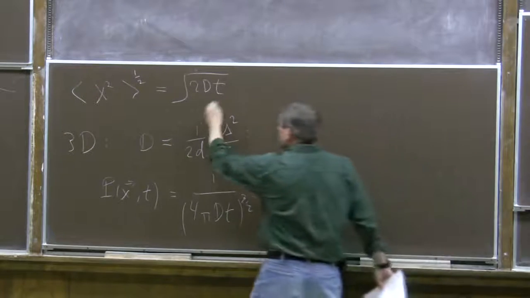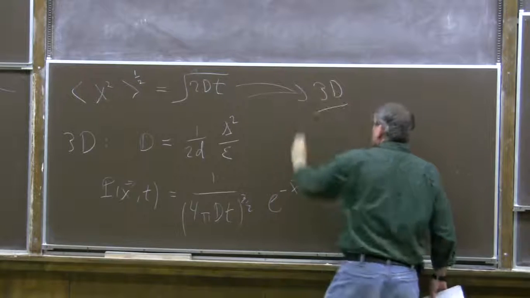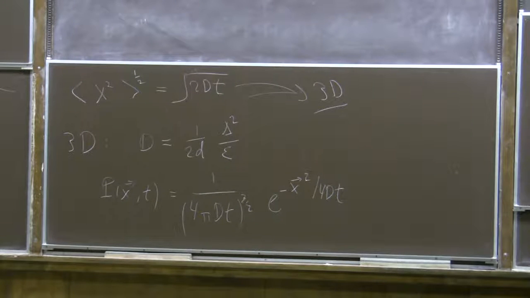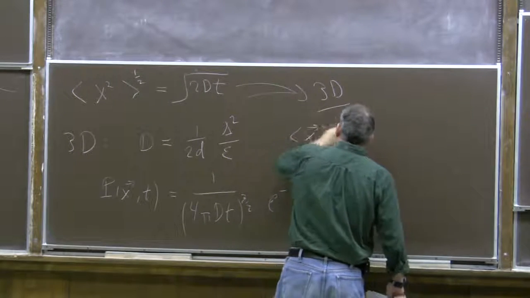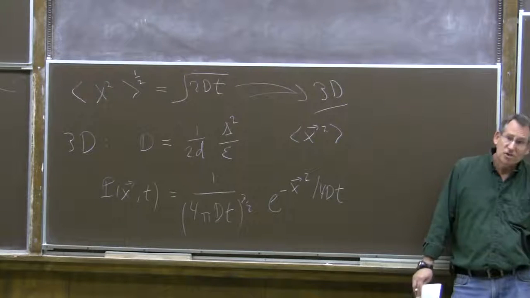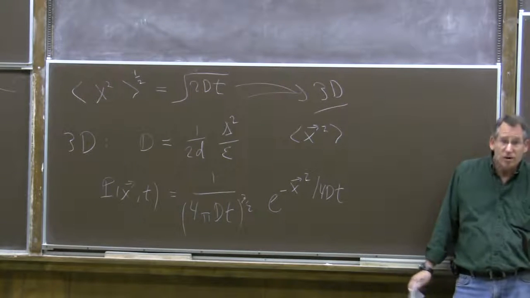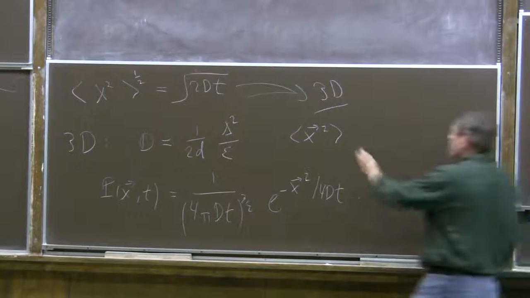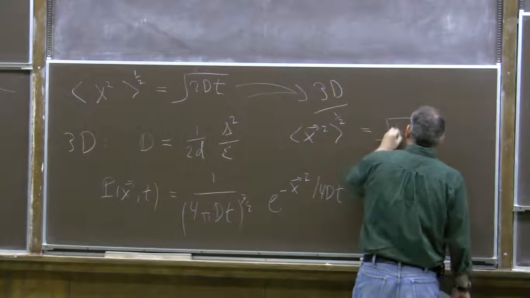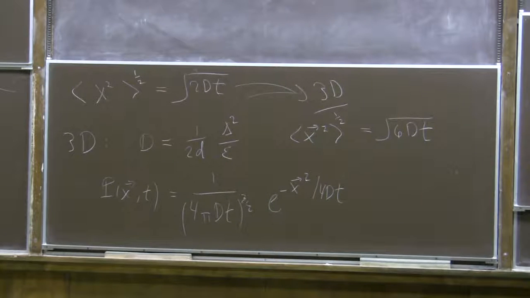So in three dimensions, if I consider the typical distance traveled, now we add up the distance traveled in the x direction, the y direction, and the z direction. That is, we add up the squares. There's a contribution to the mean value of x squared. It's just the mean value of x squared, the mean value of y squared, and the mean value of z squared. So the mean values all grow like 2dt, and they add up. So if I take the square root, I'll now have the square root of 6dt. So again, the distance from the origin grows like the square root of the time, and the coefficient of that square root of time is determined by the diffusion constant.